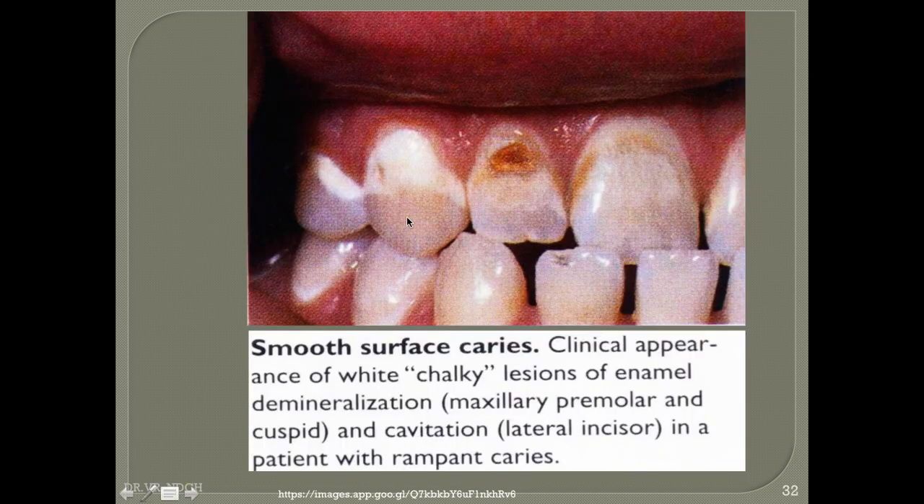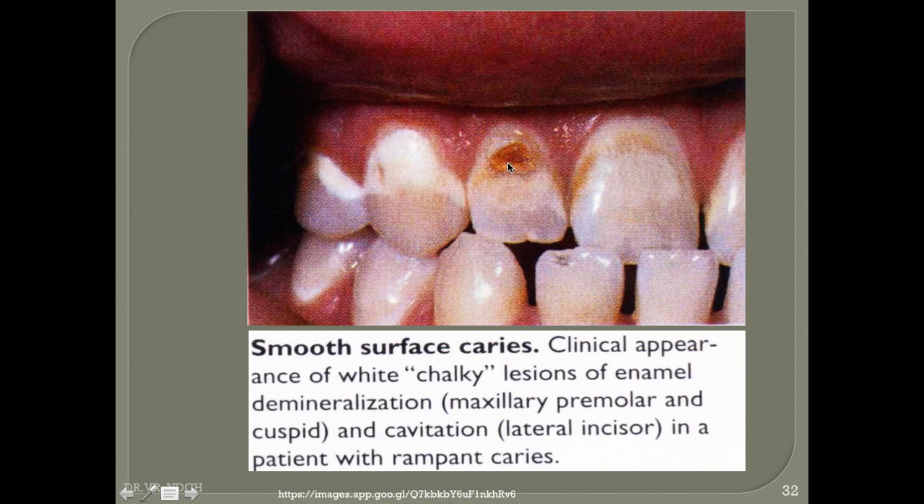So this is a clinical photograph showing the smooth surface caries. You can see here on the canine and even the lateral and central and even the first premolar you can find the chalky white lesions, that is the maxillary premolar and the cuspid, and cavitation is present in the lateral incisor. So you can find this is a patient of rampant caries. So this is how the initial smooth surface caries appears and this is after the cavitation.